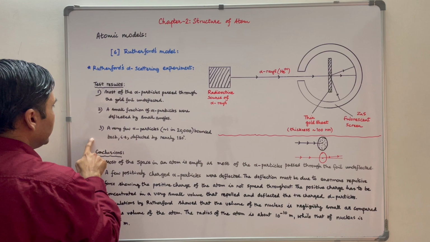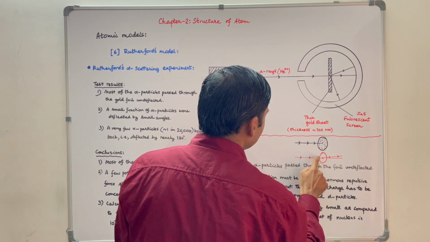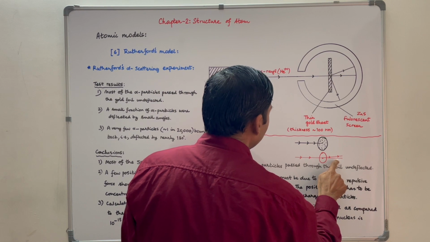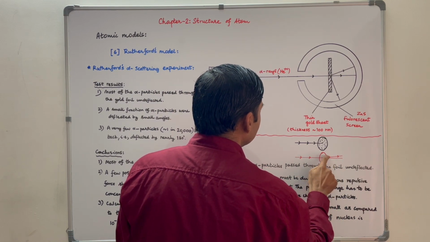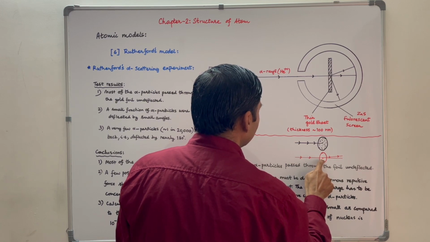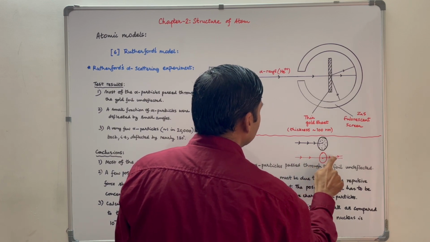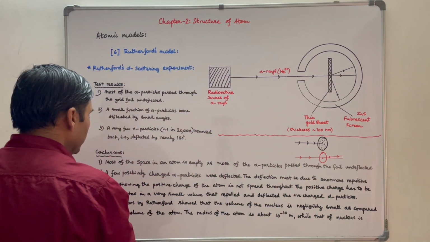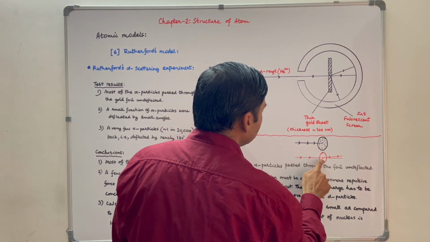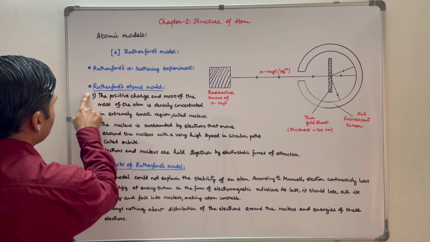As per his test findings, Rutherford concluded that point number 1, most of the space in the atom is empty as most of the alpha particles went straight through undeflected. And point number 2, positive charge is not evenly spread. It is concentrated in a very small volume so that force of repulsion between two like charges is such to deviate the alpha particles by a small angle. And point number 3, by calculations, he showed that size of the nucleus is negligibly small as compared to the size of the atom.